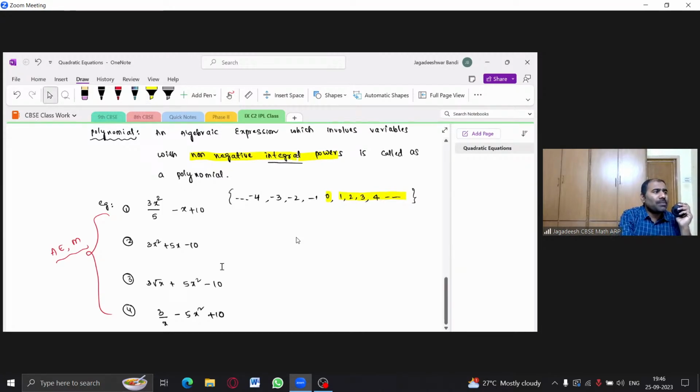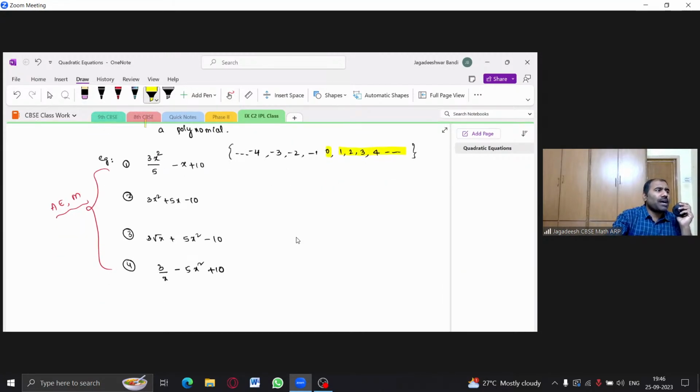Fine. So the power of the variable: you take any variable or any expression, the power of the variable must be positive or 0. Okay, fine. So here 2 positive, here 1 positive. Okay, here 1, fine. But if you observe carefully, we have here 3 root x. So this can be written as 3 into x power 1 by 2.